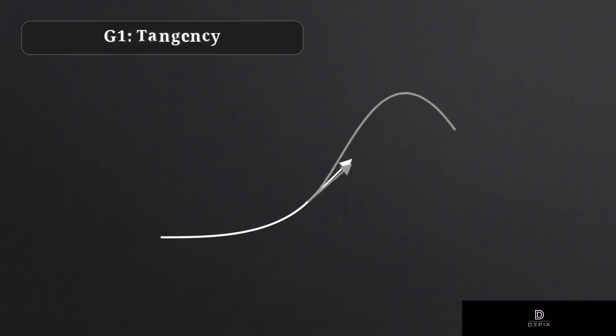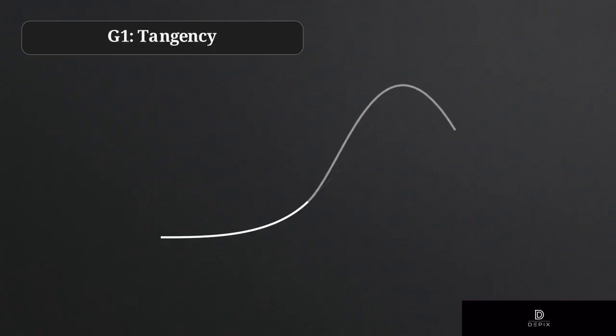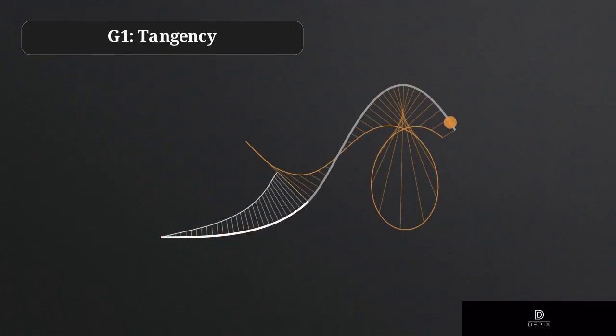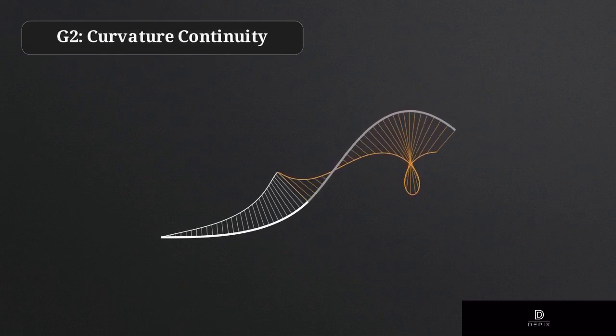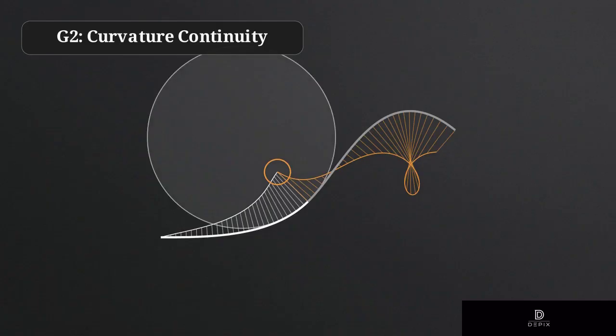Upgrade that connection to G1, tangency, and the slopes of the panels adjust to agree. The sharp corner disappears. If you ran your thumb over a physical G1 seam, it would feel perfectly smooth. Go one step further to G2, curvature continuity. Now, not only do the slopes agree, but the exact rate of the bend matches flawlessly across the join. The radius becomes perfectly uniform.